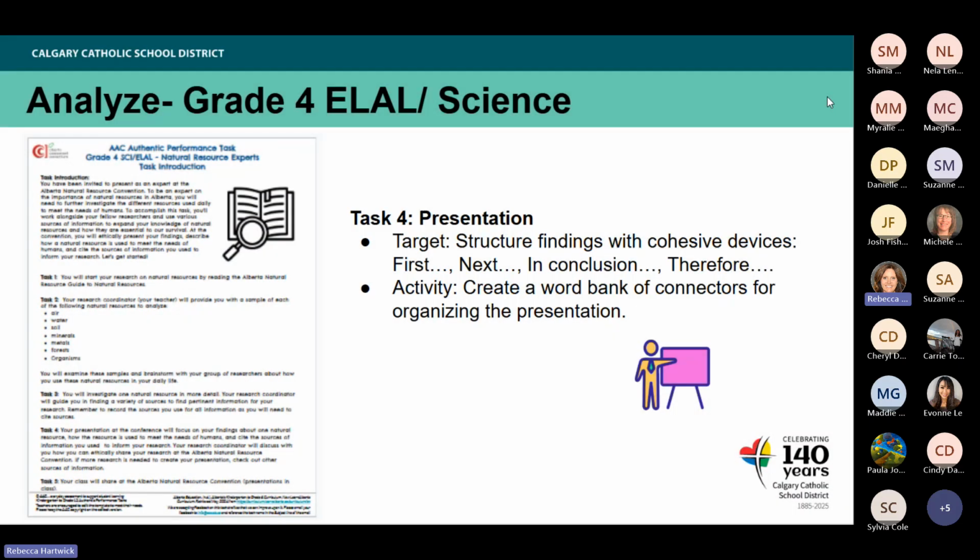Okay, and now we come to the presentation part. For this part, we could structure the findings with cohesive devices. Maybe they're presenting with some slides and you could say, okay, what I'd like you to put here is for your first slide, you could say, first, I found blah, blah, blah. Next, I found, and then at the end, in conclusion, and therefore, blah, blah, blah. So again, just encouraging students by providing them some direction on the types of vocabulary you want them speaking, using, and also writing.